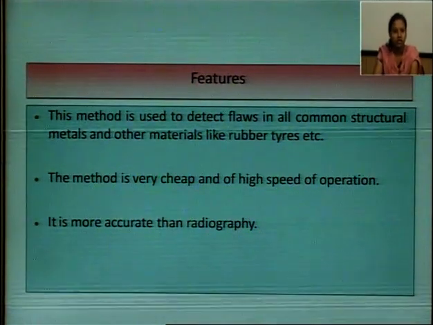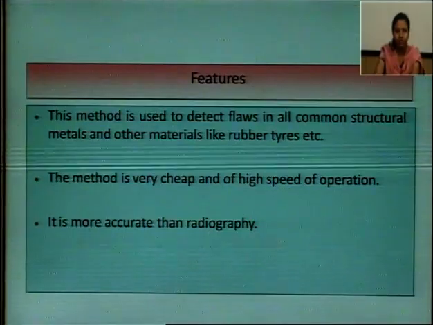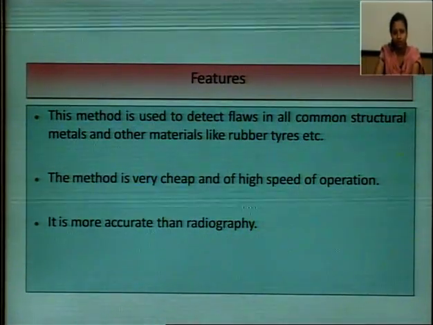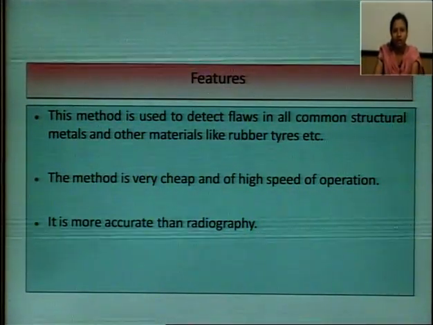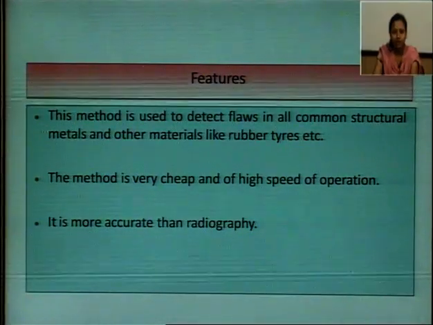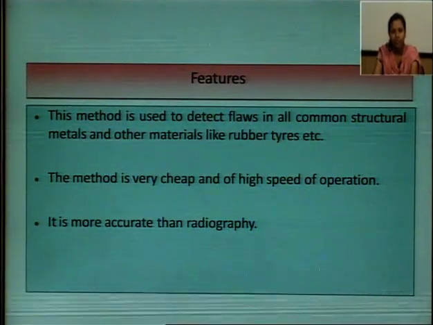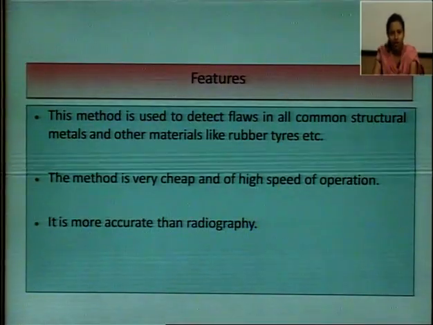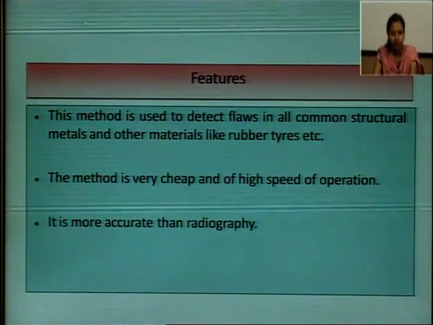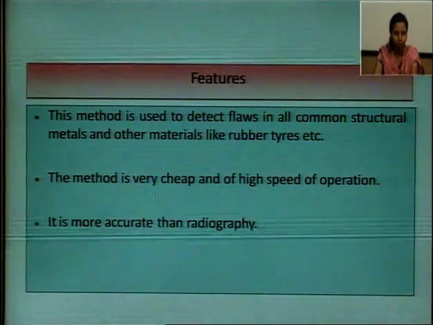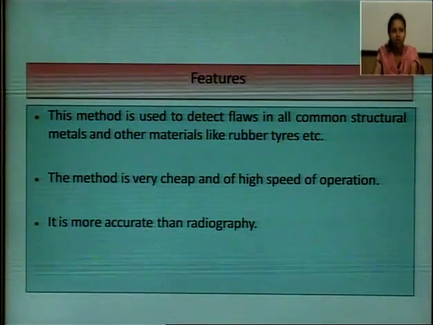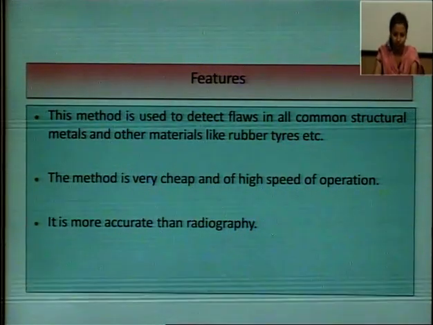Features: this method is used to detect flaws in all the common structural metals and other materials like rubber tubes, rubber tires, etc. This method is very cheap and has a high speed of operation. They can easily be checked with the help of machines, and it is more accurate than radiography.